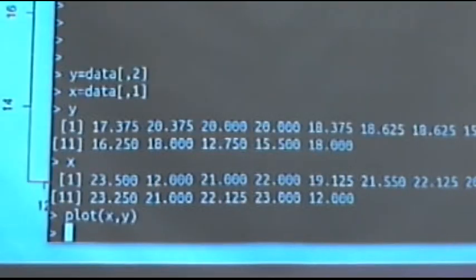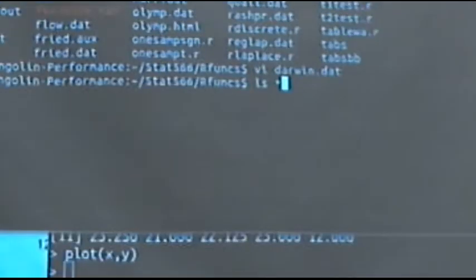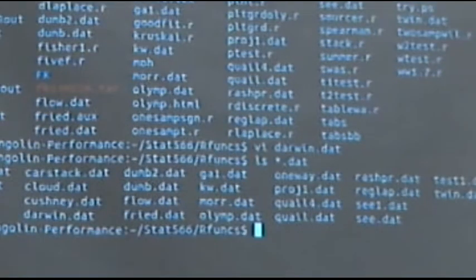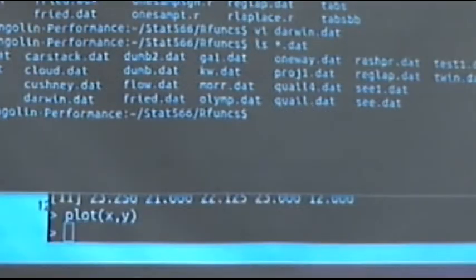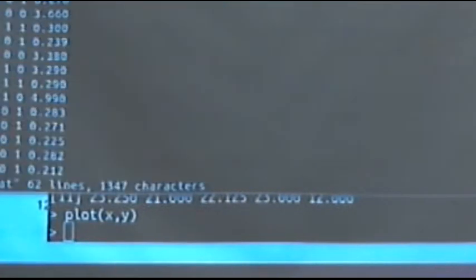We have leverage values. That's not... let's see what else we have. Why don't we just do the baseball? It's certainly simple to understand.